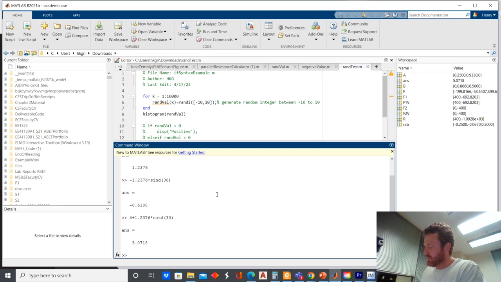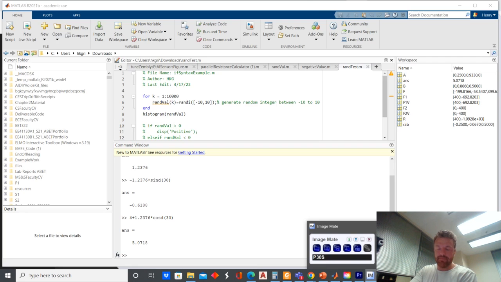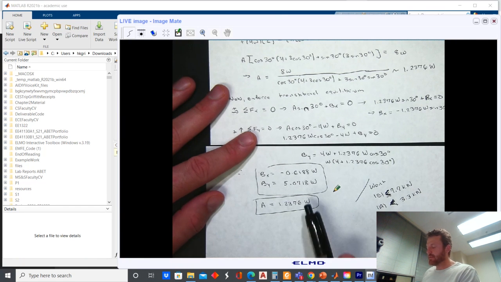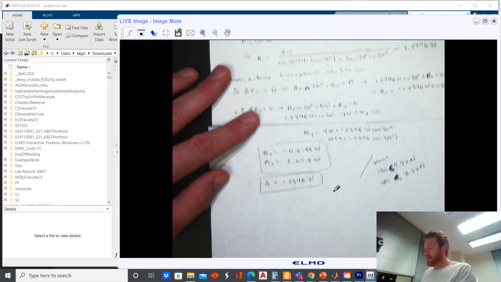A is equal to 1.2376 W. And what these are saying, just to go over it again, is as W goes up, A has to go up, right? So it would help if I went to the cam. That way you can see what I was writing. As W goes up, A has to go up. As W goes up, the X and Y components of B have to go up.